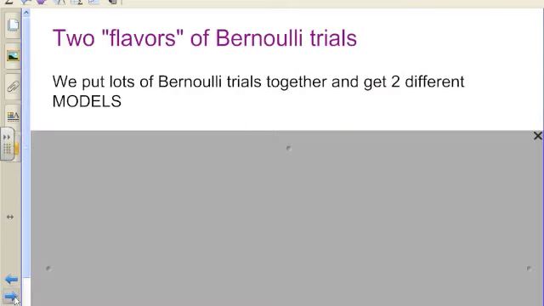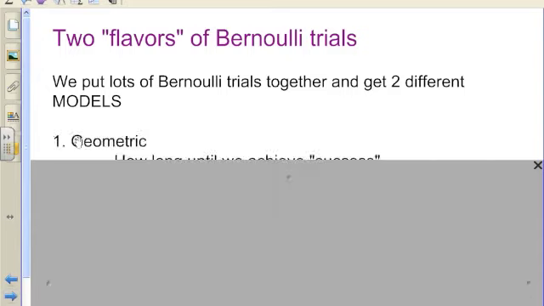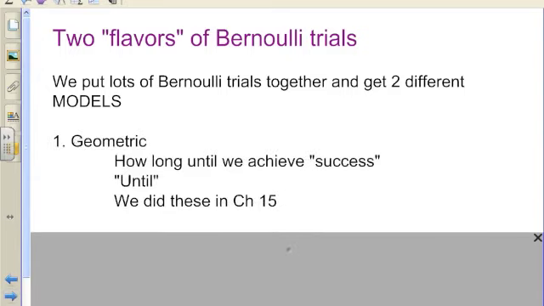All right, and before we stop, we are going to look at 2 flavors, I call them flavors, 2 different kinds of Bernoulli trials. Bernoulli trials alone are pretty boring, but if we put them together, we get things that are interesting. We actually get 2 different models. The first model is called geometric. A geometric is where we're asking a question about how long until we achieve success. I really look for kind of a clue word of until, and these are the questions we did in Chapter 15.